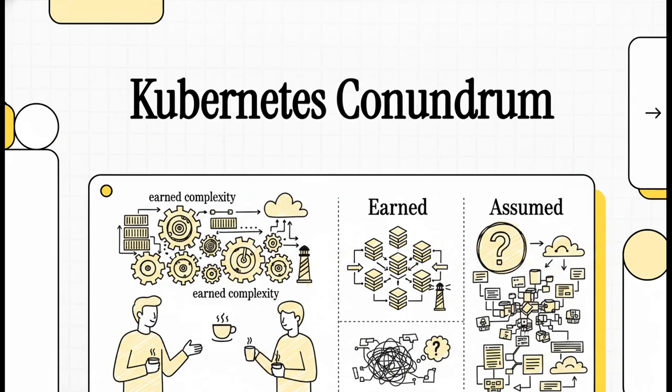You see, there's this pattern that happens constantly in software engineering, and it centers around one massive buzzword. We're going to unpack this conundrum today, specifically looking at the absolutely critical difference between complexity that is earned and complexity that's just assumed. All right, let's get into it.